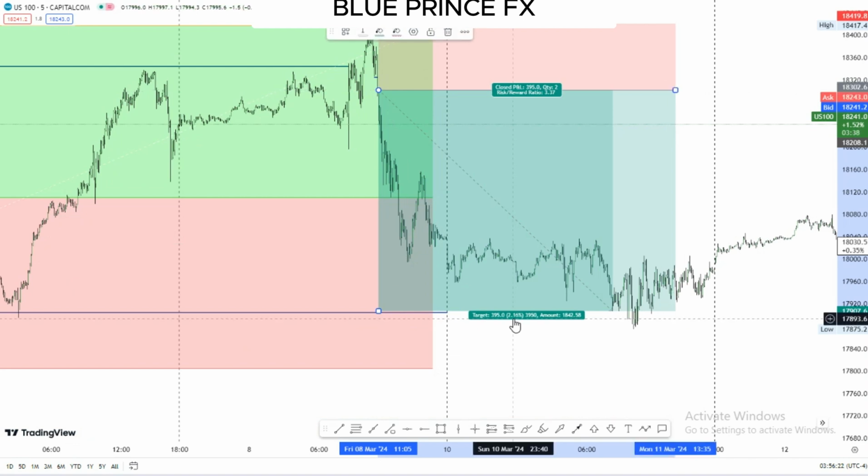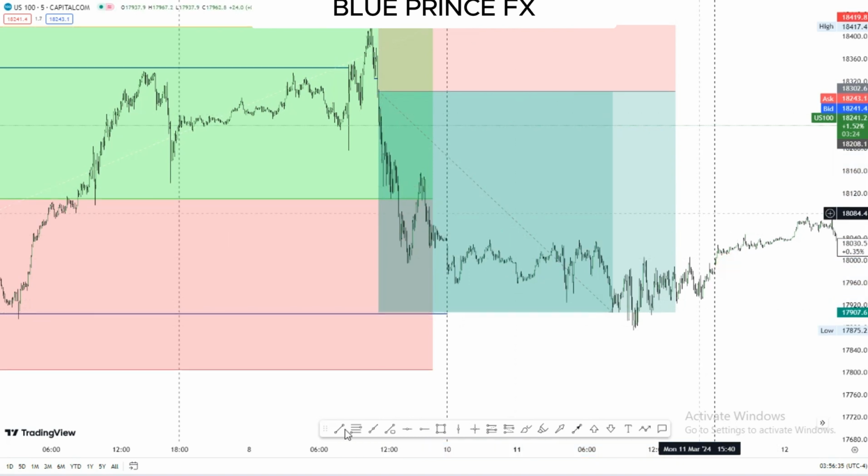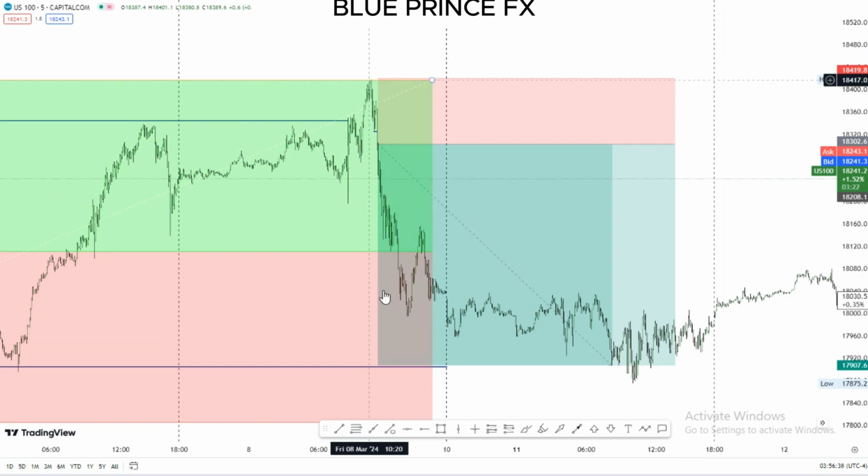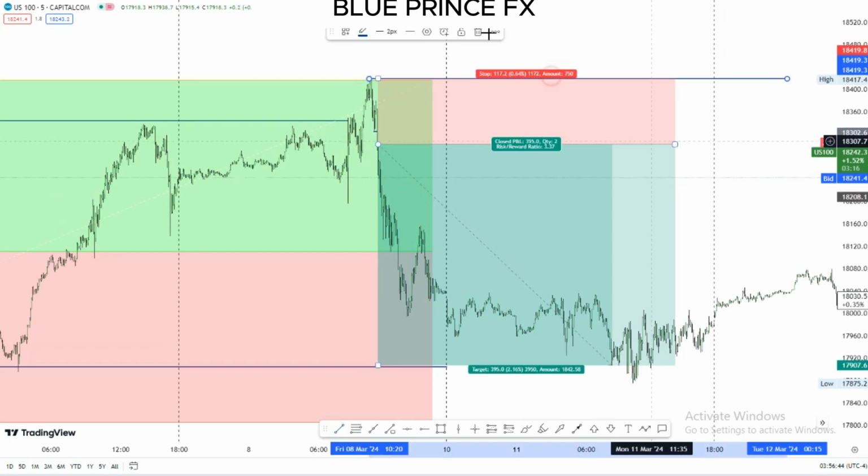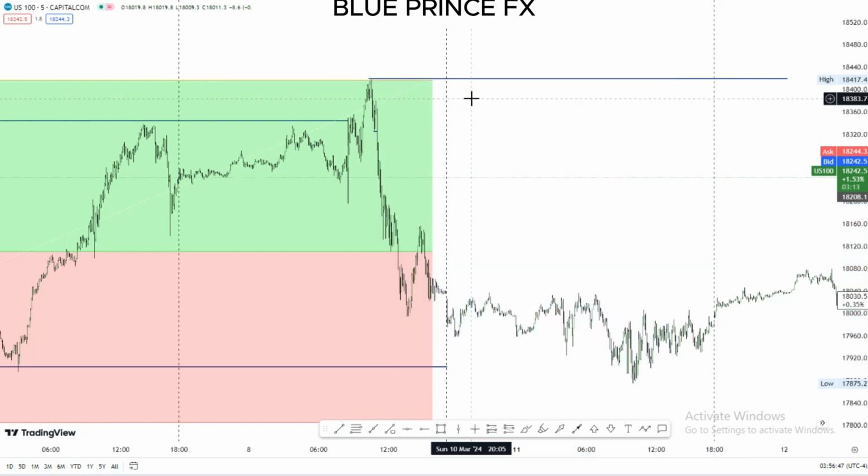And because our bias is bullish on the daily time frame, as soon as the market takes out this high here, now we expect the market to do what? We expect the market to go up and take out the daily high, which is this. This is our daily high. So we expect the market to come and take out this daily high. So now we are no longer bearish, but we are bullish because our daily bias is bullish.